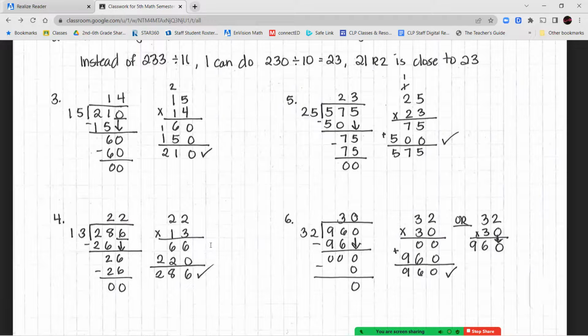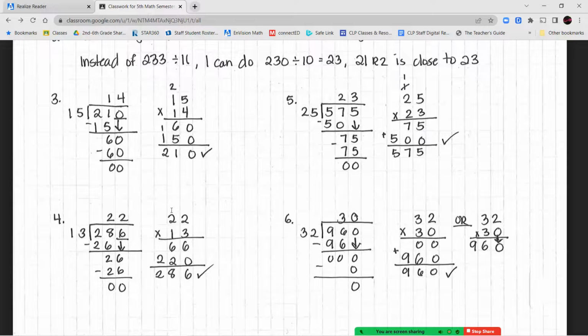All right, let's go ahead and take a look at our next question. We have 286 divided by 13. So 13 times 20, so that's the 2 over here, would give me 260. 286 minus 260 would leave me with 26. 13 times 2 equals 26. I subtract the 26 and have a 0 remainder. So my quotient here is 22.